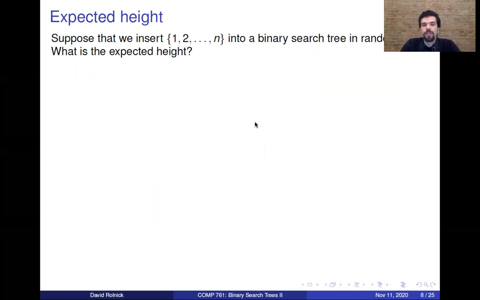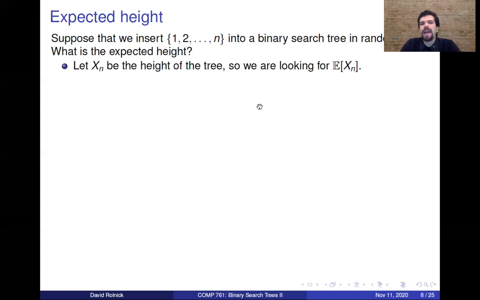So now let's go back to this problem. What is the expected height of our binary search tree? So let X_n be the height of the tree. It's a random variable that depends on n. So we're looking for the expected value of X_n. What is the root of the tree? For inserting these things in a random order, how do we work out what the root of the tree is, in terms of the things we're inserting?